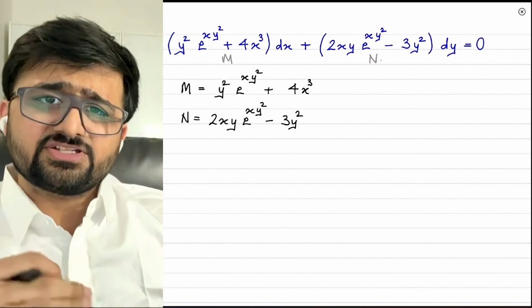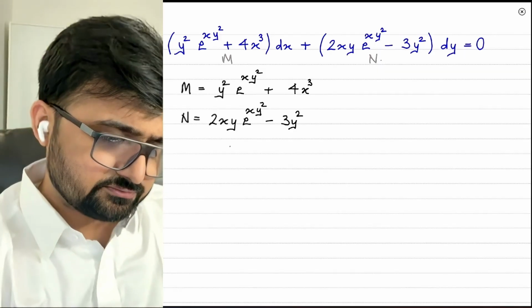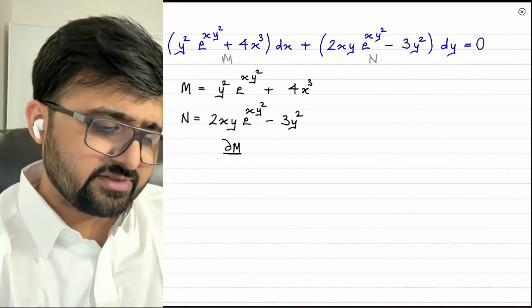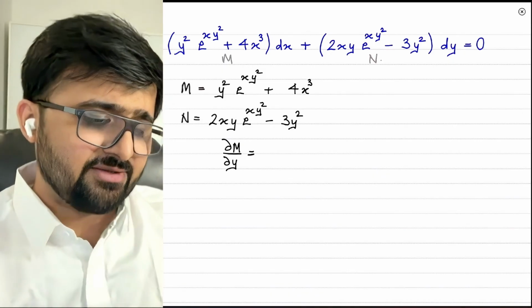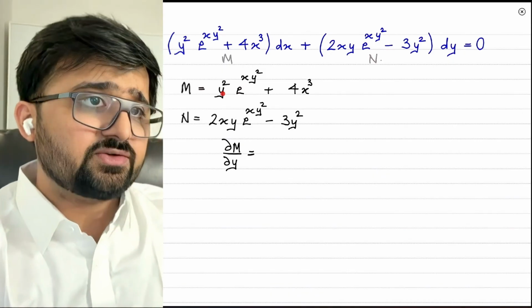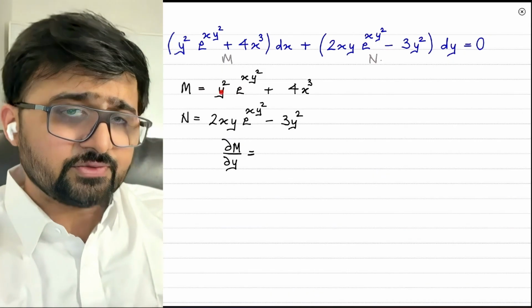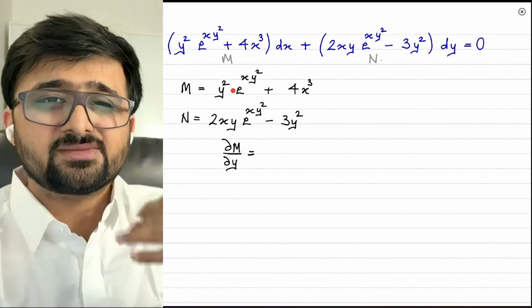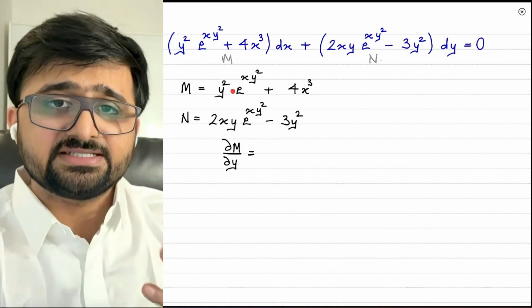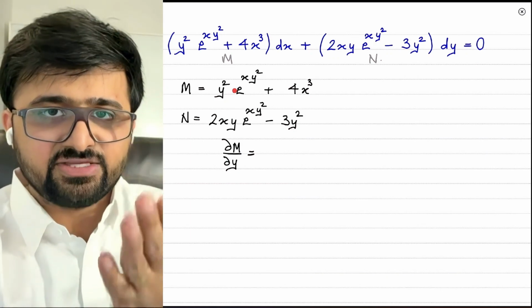Let's see if this differential equation is exact anyway. Let's try to find the partial derivative of m with respect to y. So let's start to differentiate this. If you notice this y square and e raised to xy square, you'll have to use the UV rule or the product rule of derivatives, which says u derivative of v plus v derivative of u.